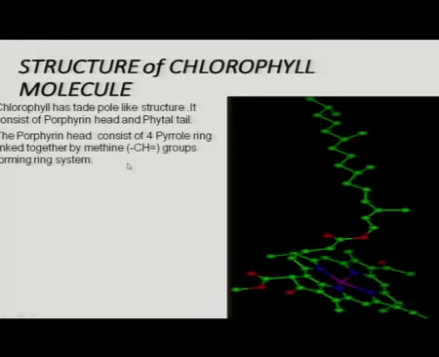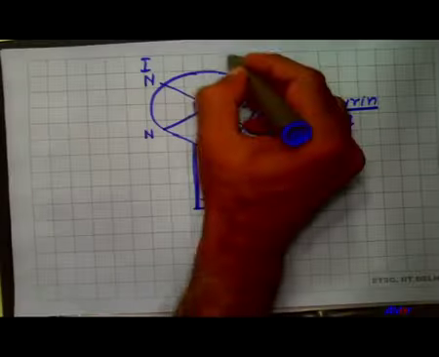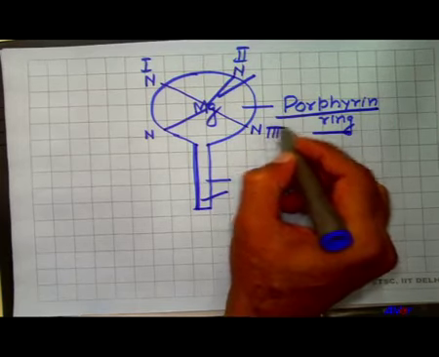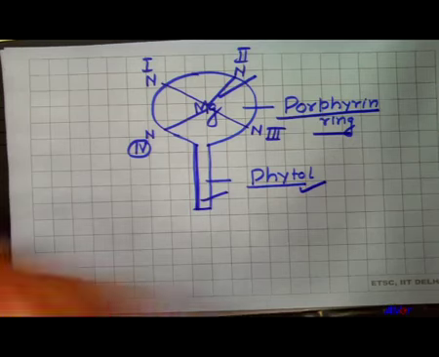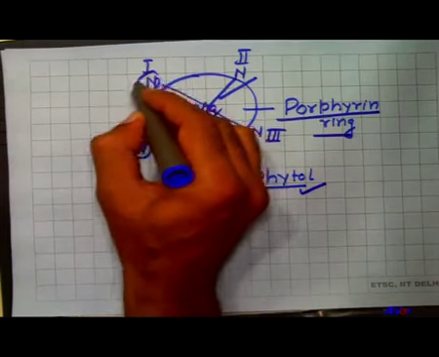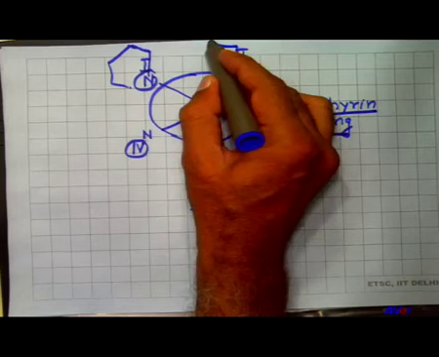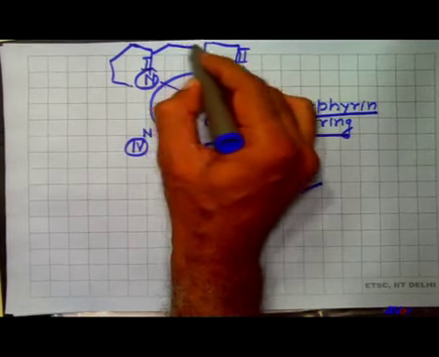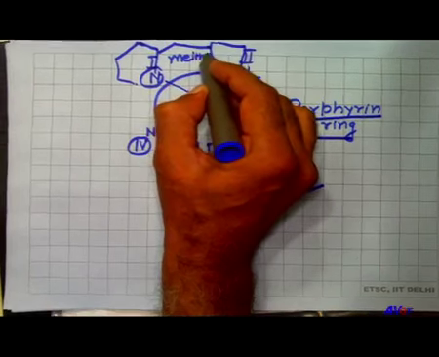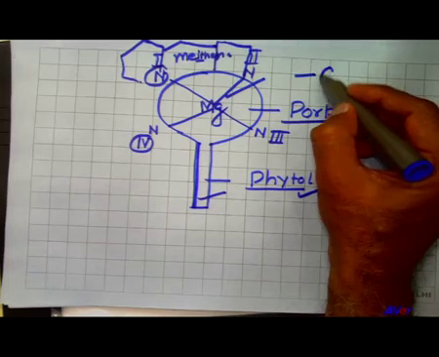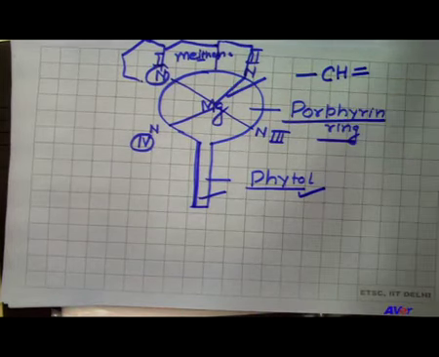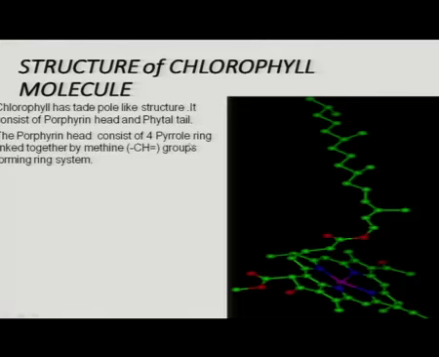The porphyrin ring consists of four parallel rings, 1, 2, 3 and 4, and each parallel ring is made by nitrogen as well as carbon. These rings are attached to each other by methine bridges. These methine bridges are made by carbon and hydrogen, and here is the double bond. The porphyrin head consists of four parallel rings linked together by methine CH. The carbon is attached by one, and here the double bond structure forms the ring system.